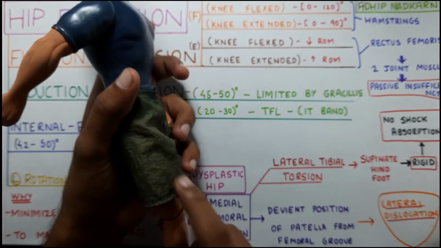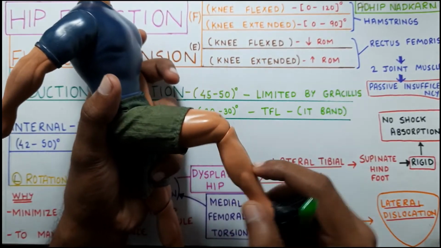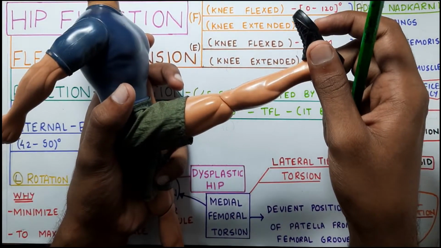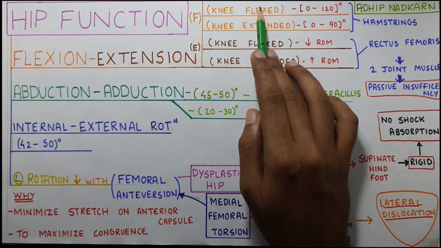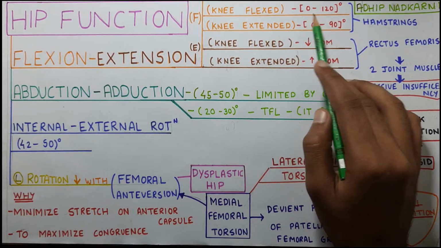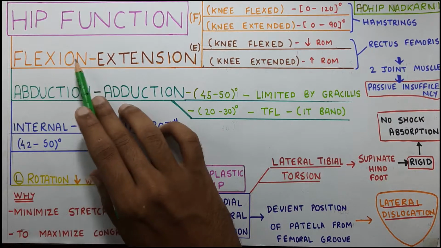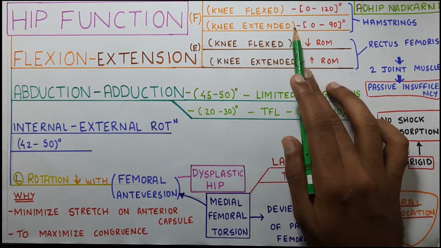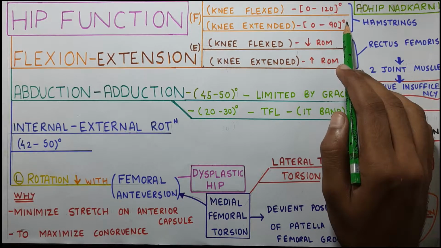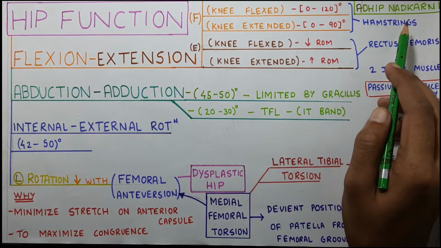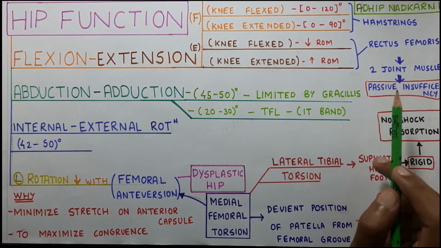If I take Joe over here, he will flex his knee and then do hip flexion, or he will extend his knee and then do hip flexion. When you do hip flexion with your knee flexed, the range will be around 0 to 120 degrees. Whereas when you do the flexion of the hip with the knee in extended position, the range will reduce to only 90 degrees. Now why is this? This is because of your hamstring. It is a two joint muscle and it causes passive insufficiency.